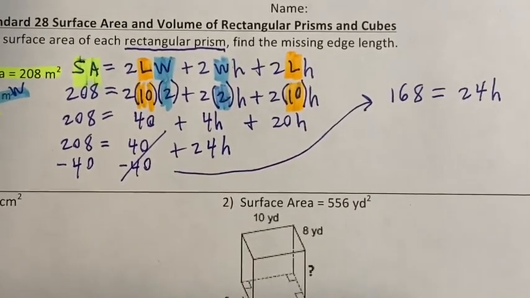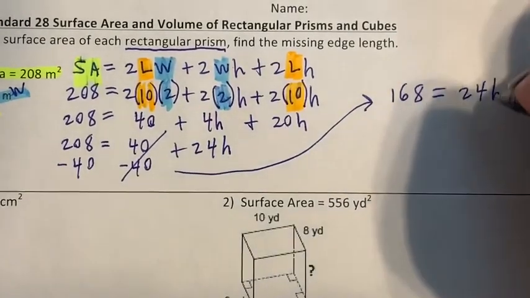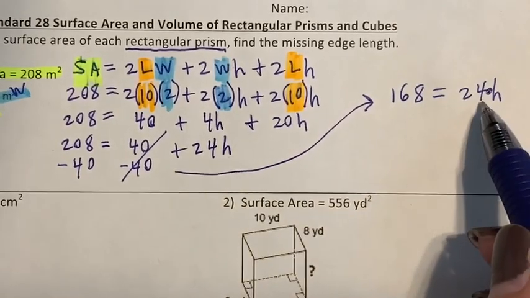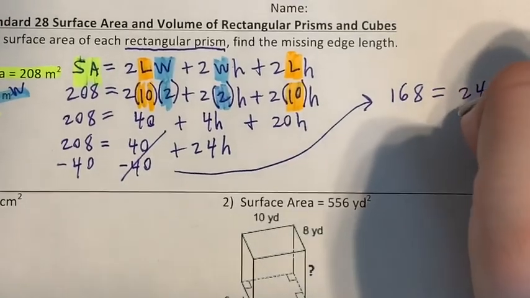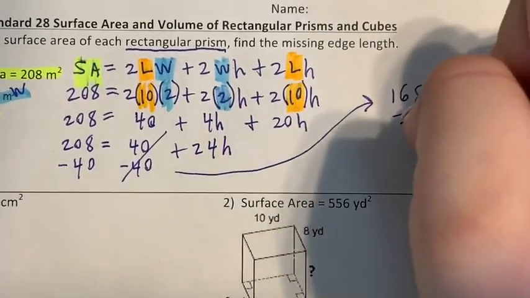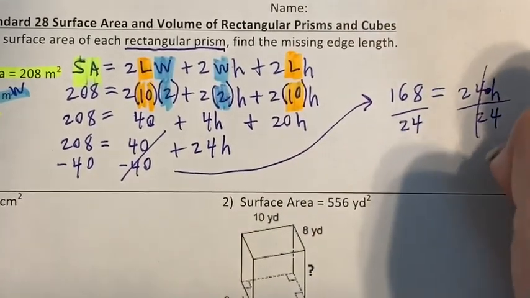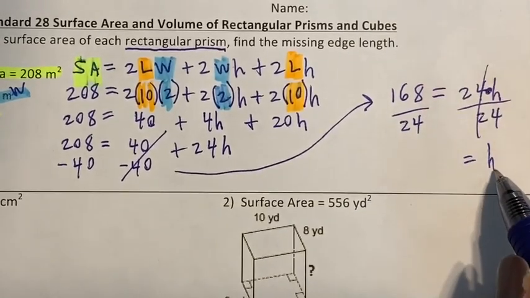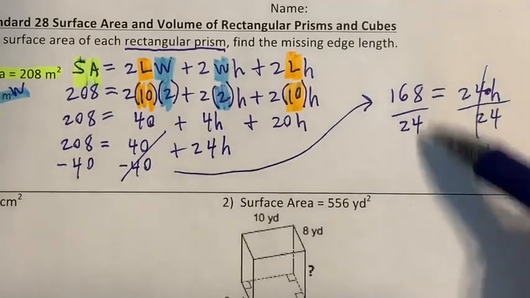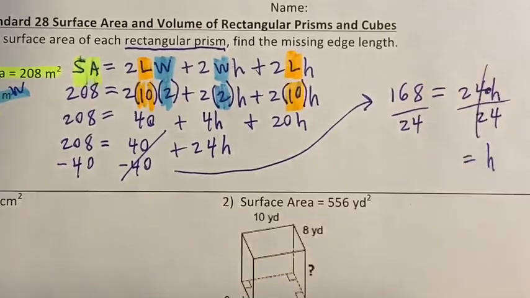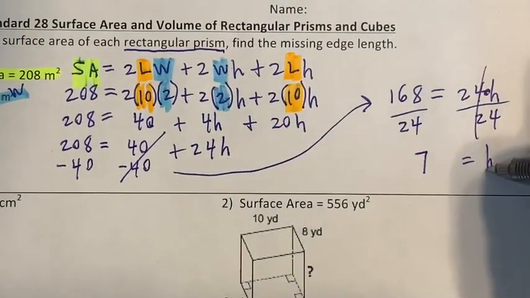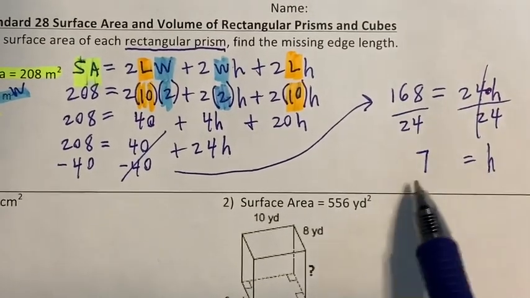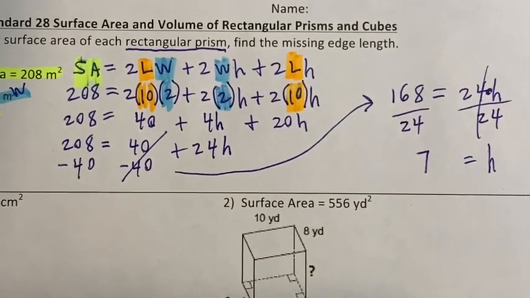And then my last step, if this is 24 times h, keep in mind that's implied multiplication when you have a number next to a variable. So your last step would be to divide by 24 on each side. And then we finally get our h, our height alone. And when I do 168 divided by 24, I get 7. The only thing I'm missing here by saying height equals 7 are units.